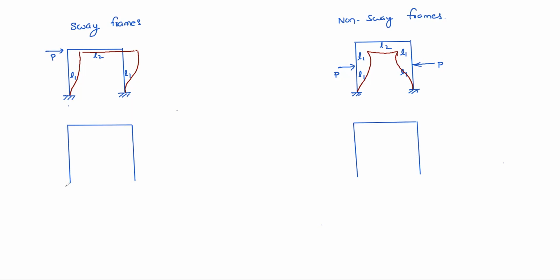Sometimes support conditions may be different. Even though you have symmetrical loading like this, because one side is fixed and the other side is hinged, it is a sway frame. Okay, and here, with the same loading conditions, I mean symmetrical loading and symmetrical structure, it won't give any sway. Another example I will show you for getting sway.